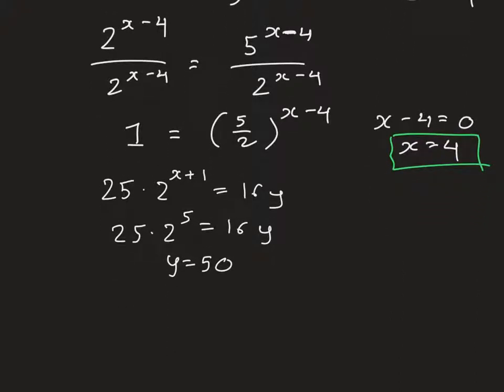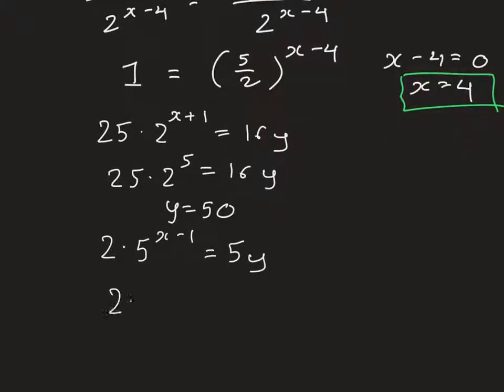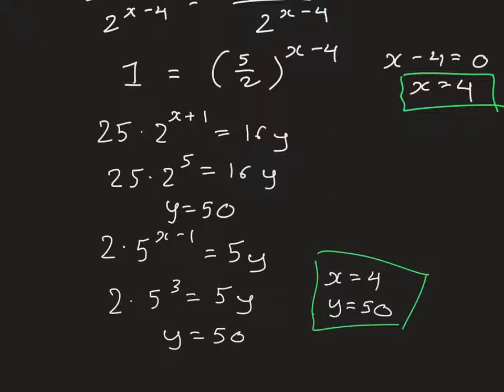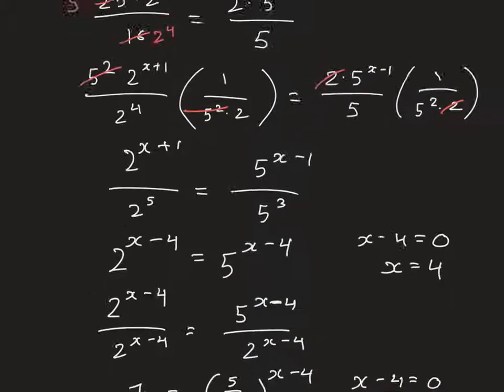And in the second equation, just to check that we have the right value for y, we plug in x into the second equation. And that gives you again y equals 50. So our solution set is x equals 4, and the corresponding value of y is 50. So that's the answer to this problem.